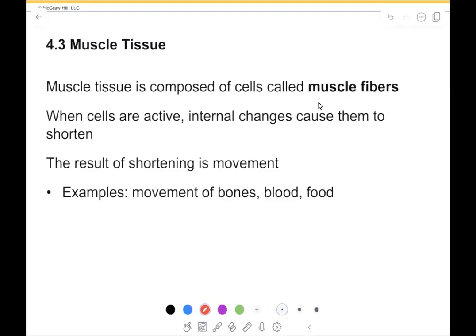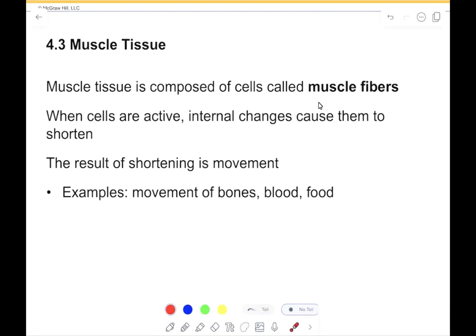Muscle is the third type of tissue that we have. So we've already talked about epithelial tissue and connective tissue. Connective tissue, remember, was the most diverse and there were so many different subtypes of it, so be sure that you're aware of those. For muscle, it's a little simpler.